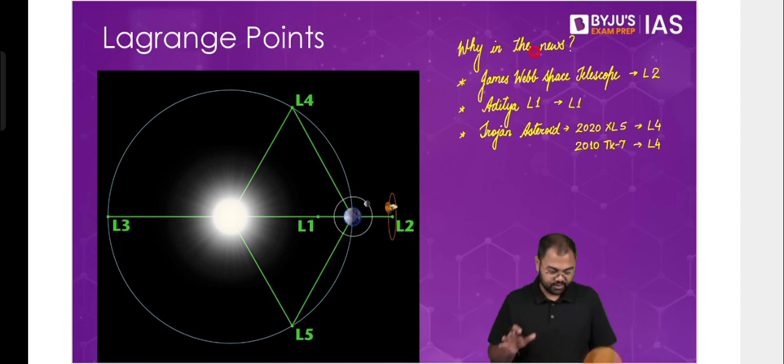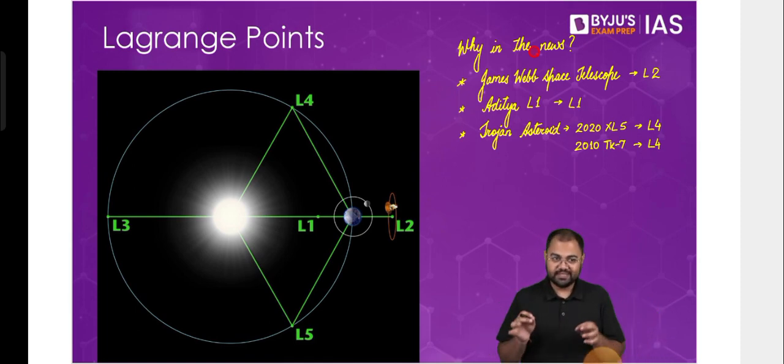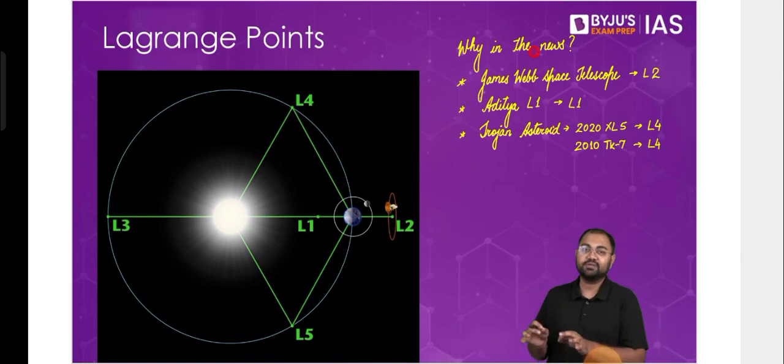Now, first and foremost, what do we mean by these Lagrange points? These are very special points that are produced wherever you have a two-body system, where one body is revolving around another body. In any kind of two-body system, there are these 5 special points that are produced, and these 5 special points are called Lagrange points.